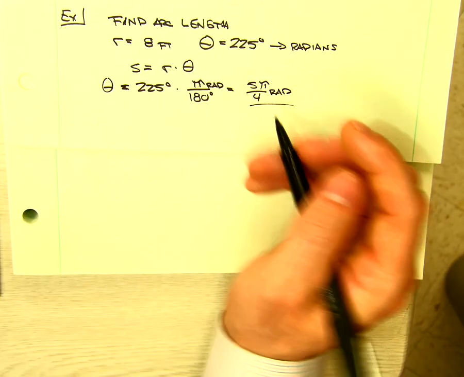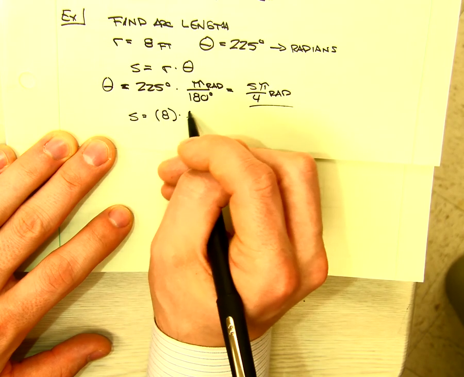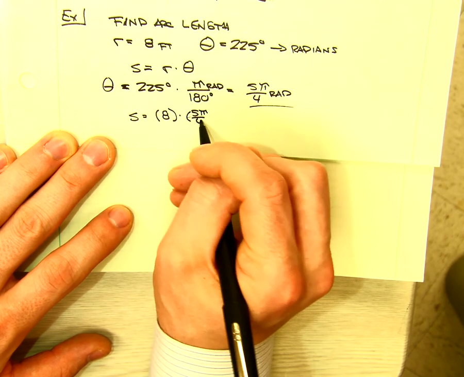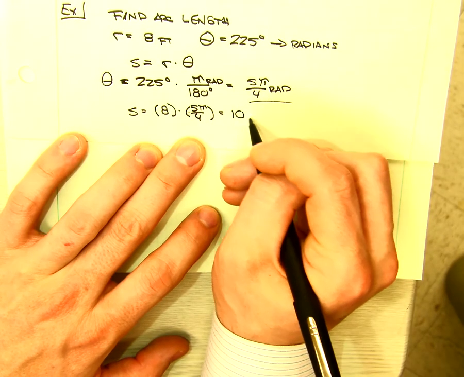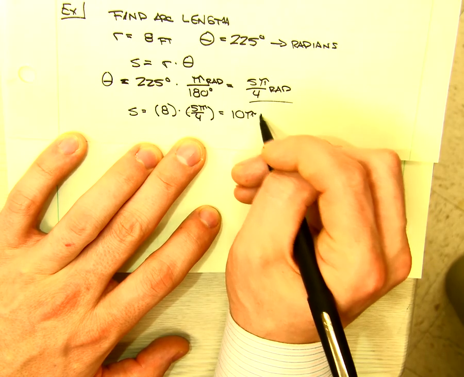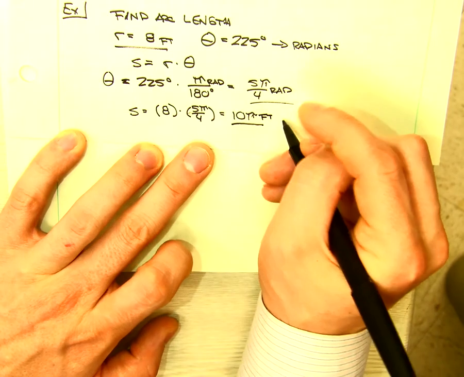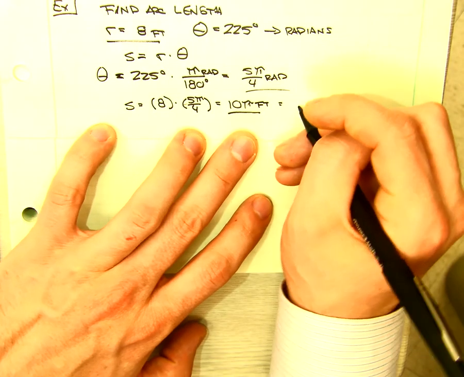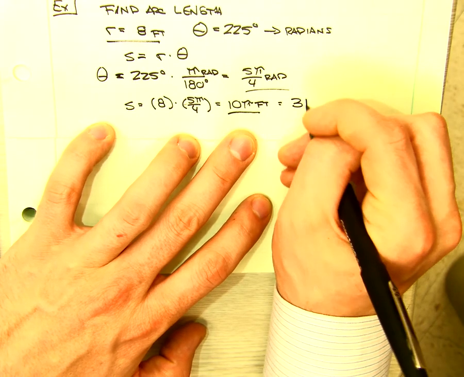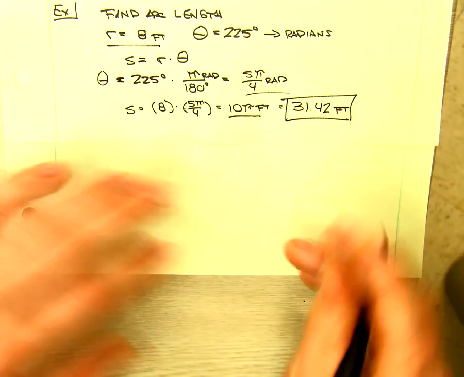Now, I've got this there, so I can just say S is going to be equal to R, which is 8, times 5 pi over 4, which is going to be equal to 10 pi feet. Remember, my radius is 8 feet, so my answer needs to be in feet as well. You could just quickly punch this in your calculator and say, okay, this is going to be 31.42 feet. Excellent. Two more examples and we're finished.